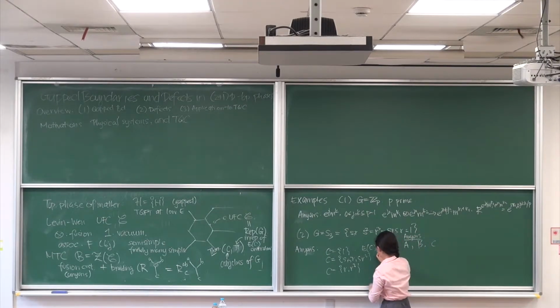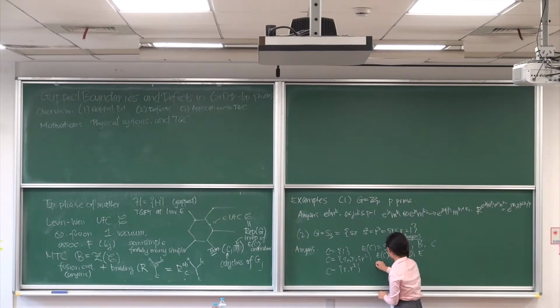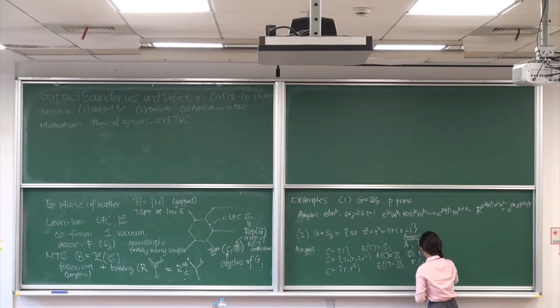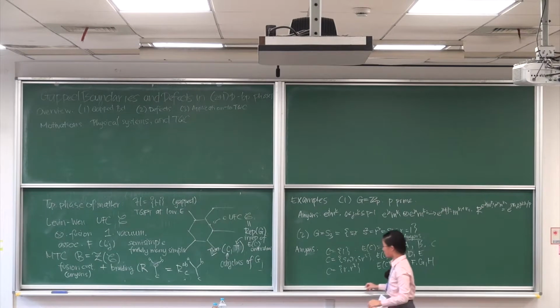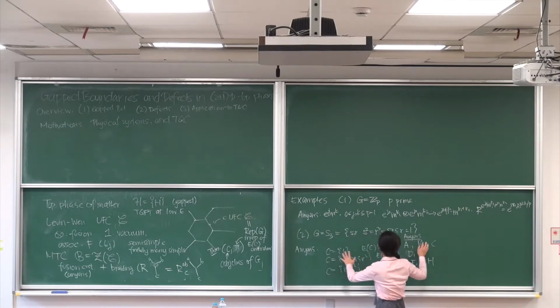And then here, in the second case, the centralizer is going to be Z2. So there are two different irreducible representations here. We can call them D and E, the corresponding anyons. And in the final case, we have Z3, and the corresponding anyons we'll just call F, G, and H. So this gives some picture of the possible bulk theories that we'll be considering.